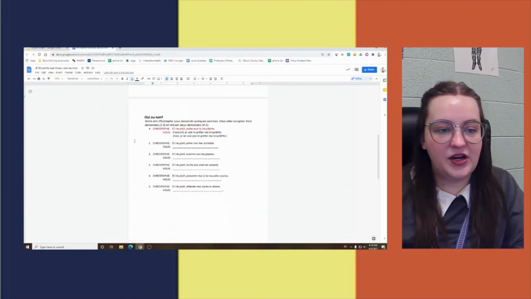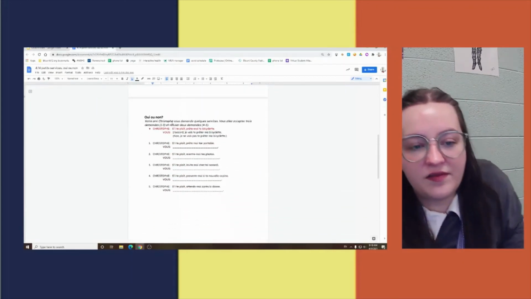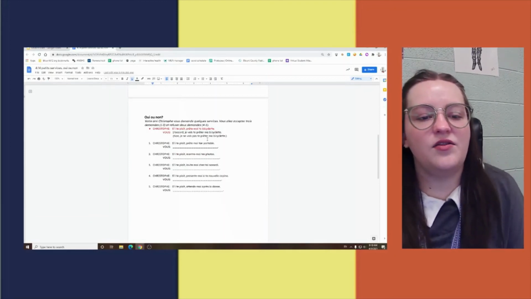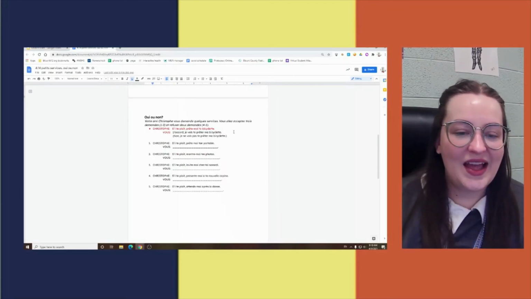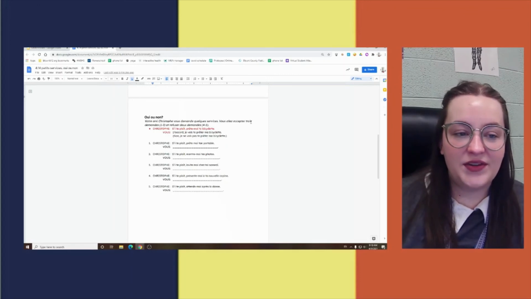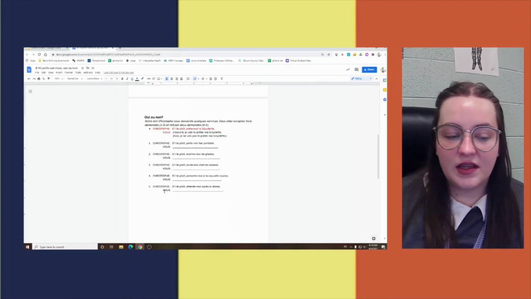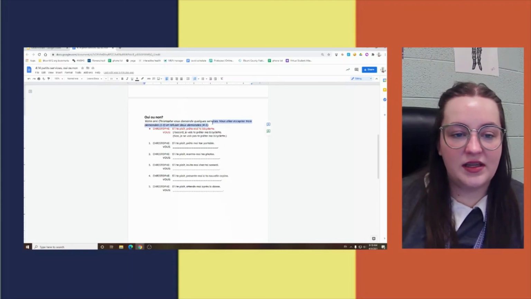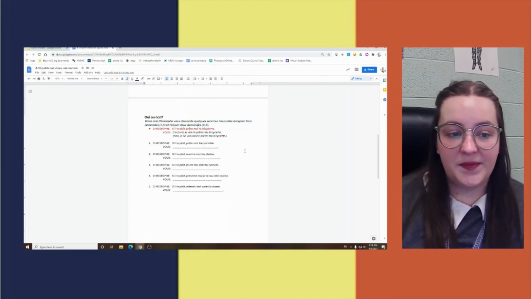Second page here. So your friend Christophe is asking you to do some things for him. You are going to accept the first three, 1, 2, 3, and you are going to refuse the last two, 4 and 5. Okay, so make sure you pay attention to this. Accept the first 3, refuse the last 2. So the first 3 are affirmative, the last 2 are negative. Okay, let's look at the example.